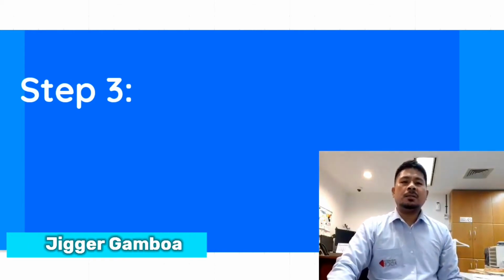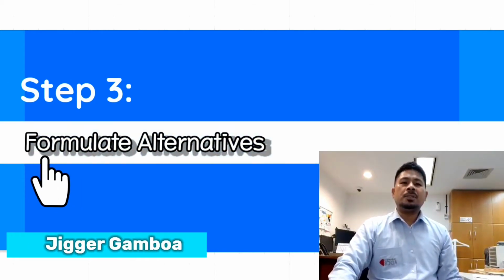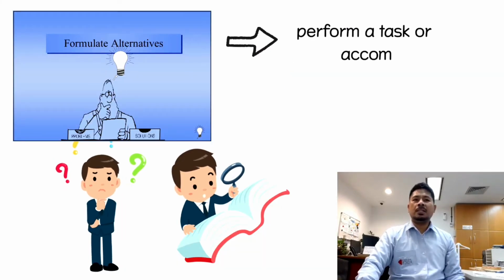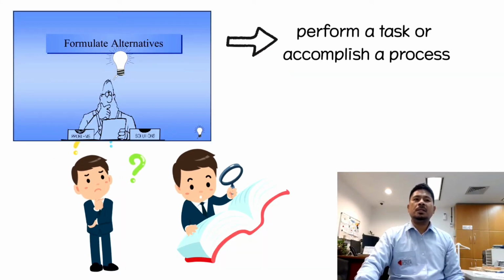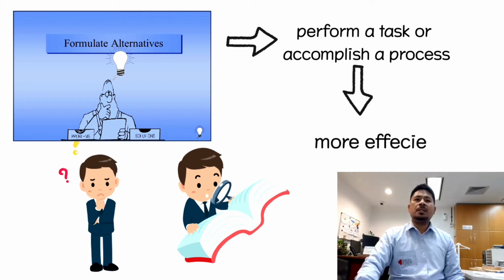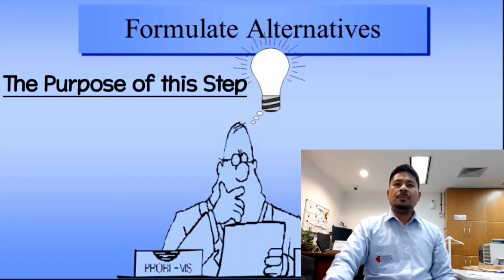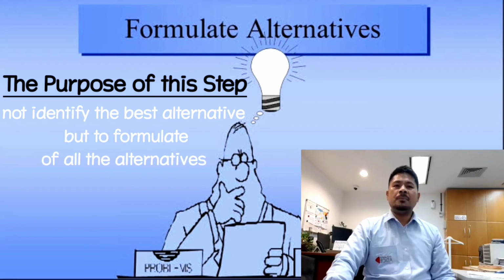Step 3. Formulate alternatives. There are always multiple ways to perform a task or accomplish a process, some of which are more efficient and effective than others. The purpose of this step in the problem-solving approach is not to identify the best alternative, but to formulate all of the alternatives that are feasible.